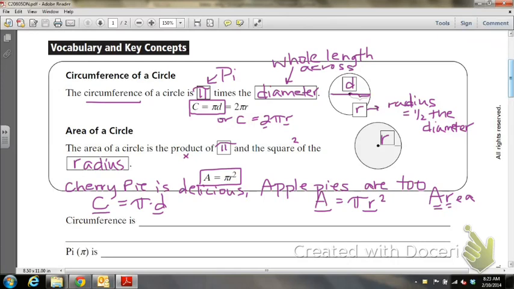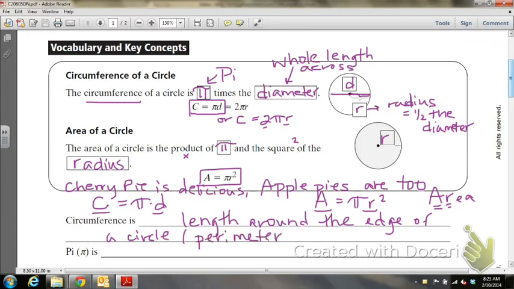So circumference is the length around the edge of a circle. It's like the perimeter. But for perimeter, you would add up all the sides. A circle doesn't have any sides, so the circle needs its own formula. Now pause the video if you need to before scrolling down, because I'm going to have to scroll down to fill in pi.